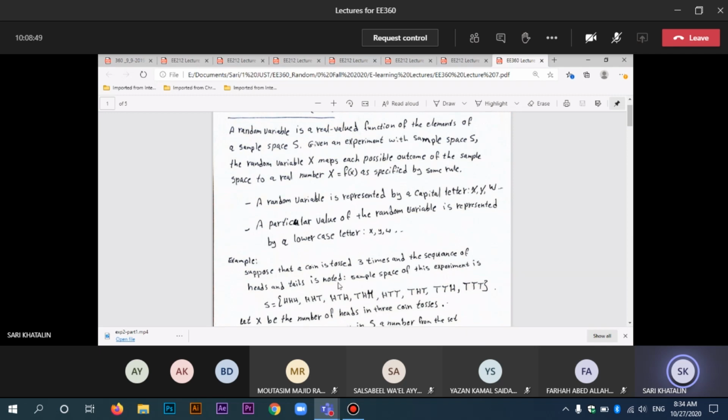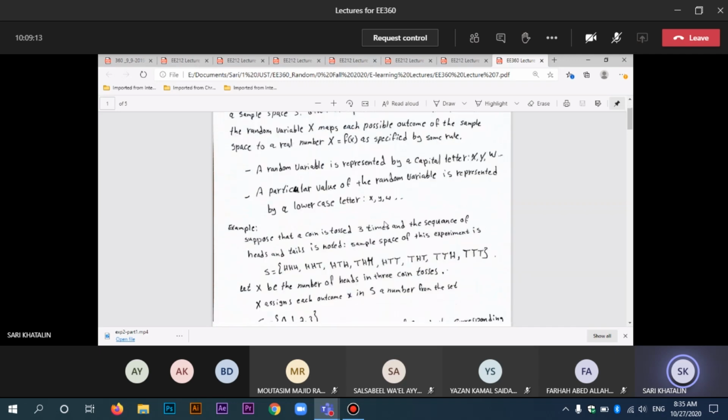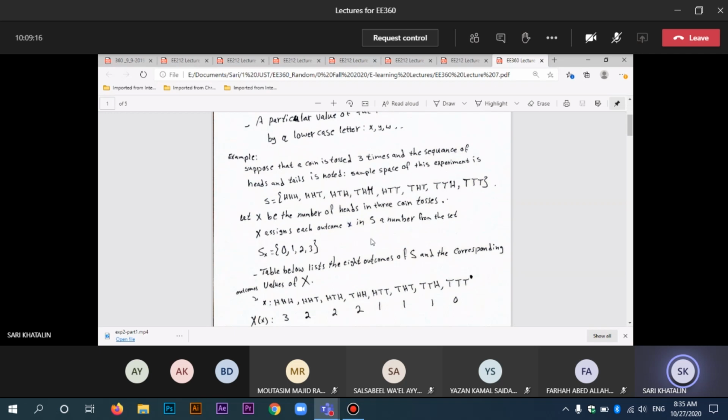Now we're going to take an example to clarify what we just said. The random variable is always represented by a capital letter, like X, Y, and W. The small letters, X, Y, W, represent the particular values, or the outcomes, which are represented by numbers. So let's say we have this example in front of you.